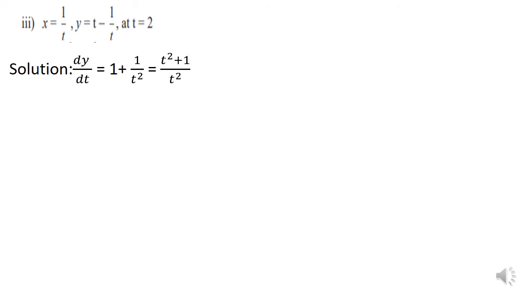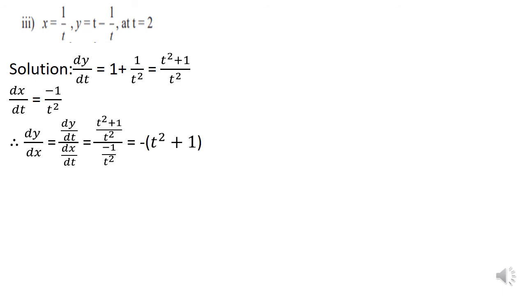So first we find dy by dt by differentiating with respect to t. So we get 1, that is t becomes 1, and minus 1 upon t becomes plus 1 upon t square. On cross multiplying we get t square plus 1 upon t square. Similarly, from x is equal to 1 upon t, we get dx by dt as minus 1 upon t square.